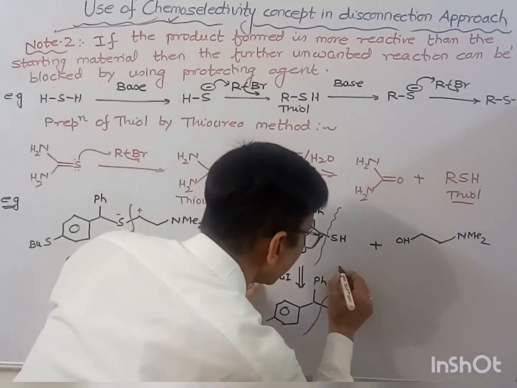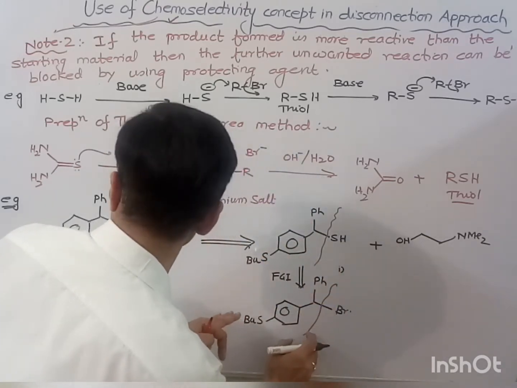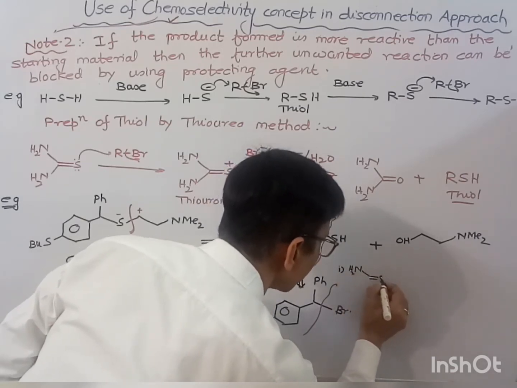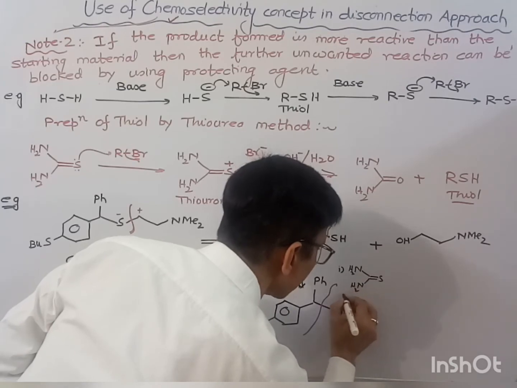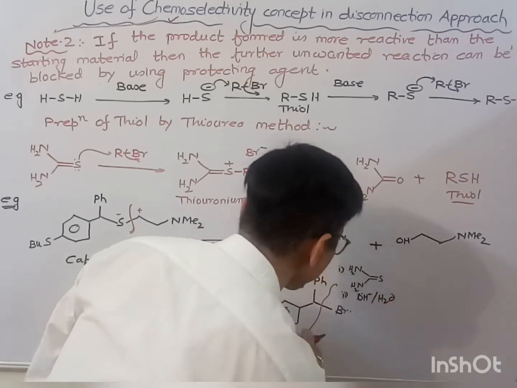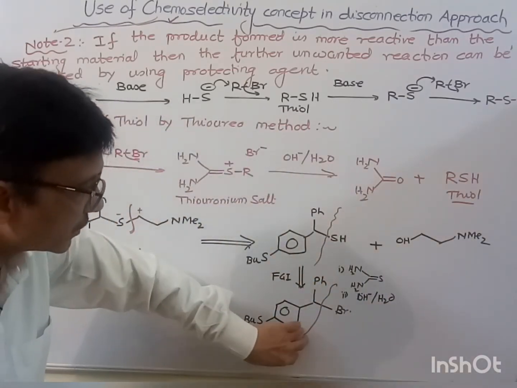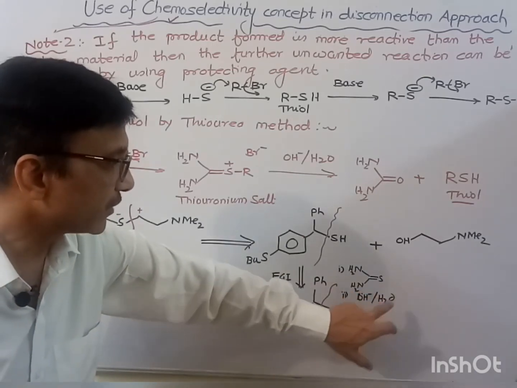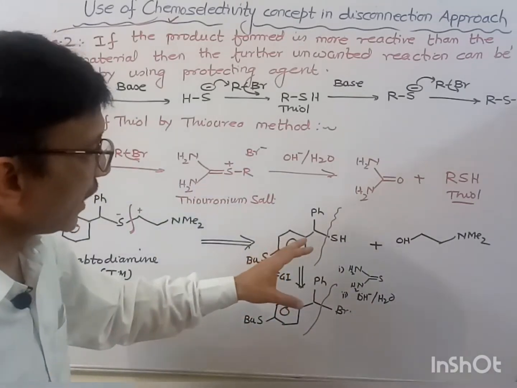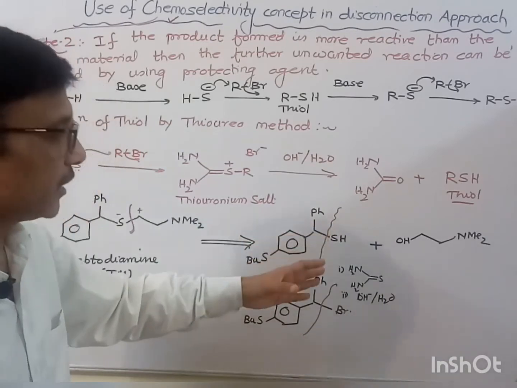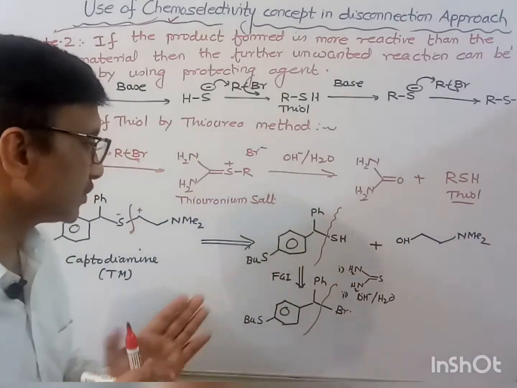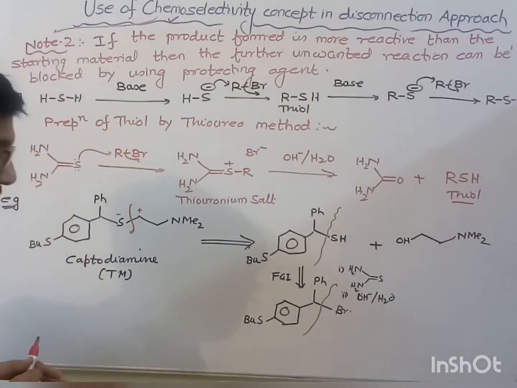Otherwise, if you do the reverse reaction in presence of thiourea, and then further hydrolysis, we will get the thiol. First it will react with thiourea, and on hydrolysis it will give you the thiol. So like this, the thiol can be further used. If we have a more reactive product, that can be protected. So this is the example where the protection has been done.